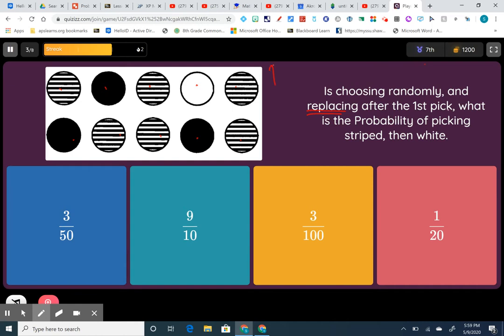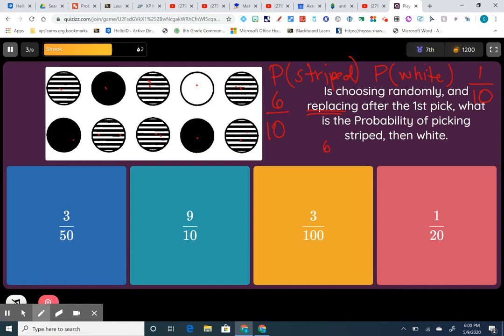And first one, probability of picking a striped. And then we have the probability of picking a white. So I repeat, we pick the striped ball, we're going to put it back because we're replacing it after the first pick, and then we're going to go pick that white ball. So striped, we have 1, 2, 3, 4, 5, 6 favorable outcomes out of 10. And then for the probability for the white, there's only one favorable outcome. There's one white ball, and there's still 10 total balls in the bag because we put that one back.